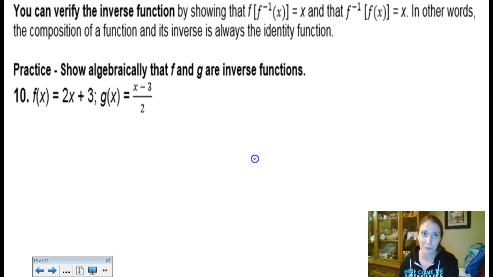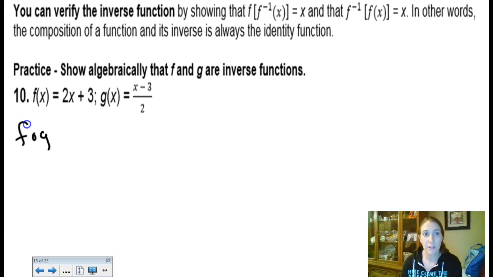Remember in geometry when you were like, why can't I just say it is? Because the whole convincing is the proof, the verification of the evidence. Okay, so show algebraically or verify that f and g are inverses. They're not telling you to say whether or not they're inverses, so it's not a yes or no question. You have to show the work.